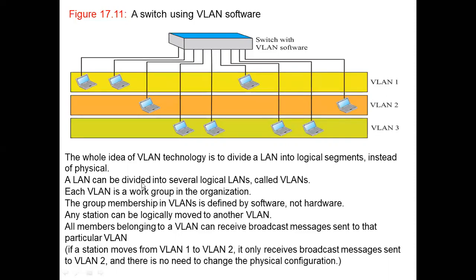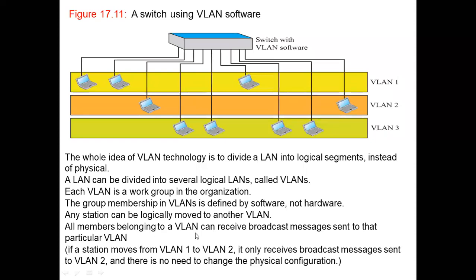So a LAN can be divided into several logical LANs called VLANs. Each VLAN is nothing but a group in the organization. Any station can be logically moved to any other VLAN. So if I want to place this particular station in VLAN 3, through software I can easily do that. A reconfiguration or rewiring is not at all required, right?